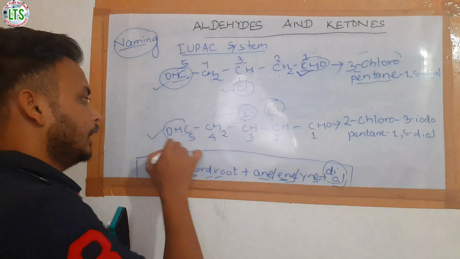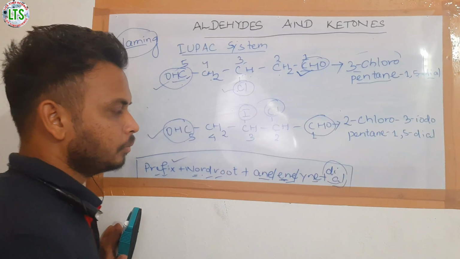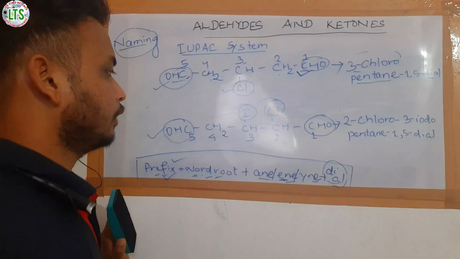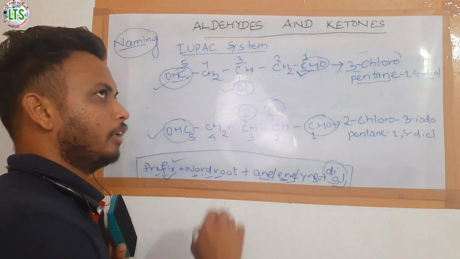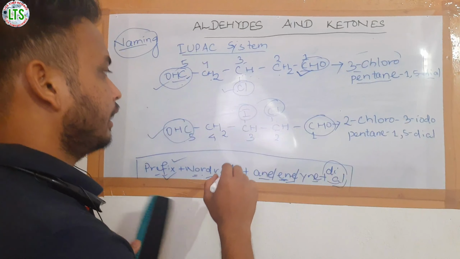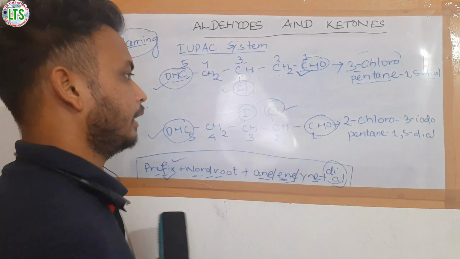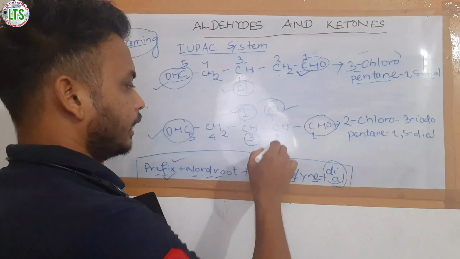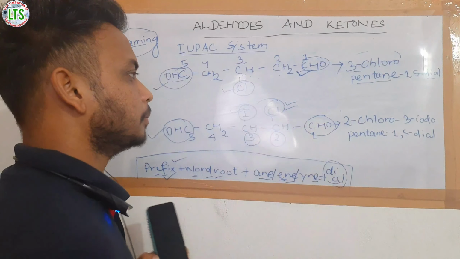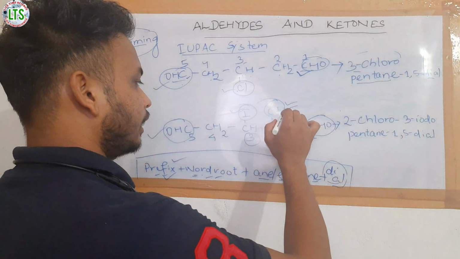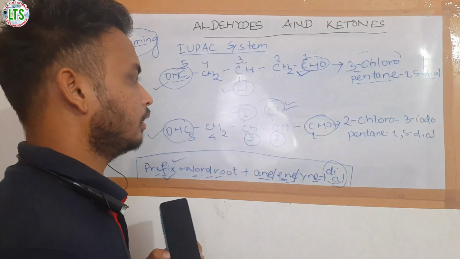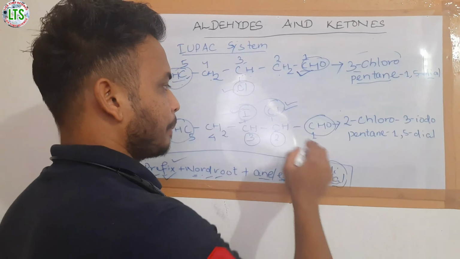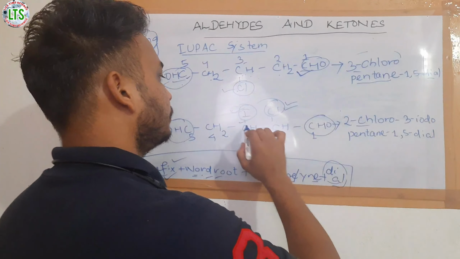Next, another compound is CHO, CH2, CHI, CHCl, CHO. Here also 2 CHO groups are there, so we write according to the procedure. First we have to write the prefix. If more than one prefix is there, we write them in alphabetical order. At carbon number 3 there is an iodo group, and at carbon number 2 there is a chloro group. In alphabetical order, chloro comes first, then iodo. So you can write 2-chloro, 3-iodo.